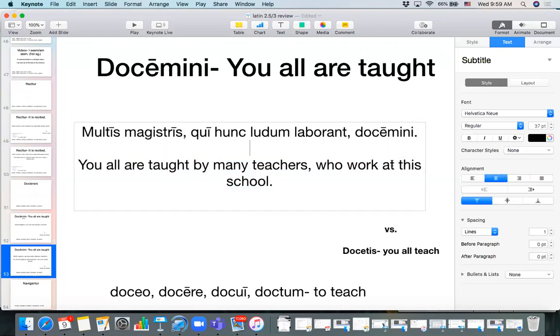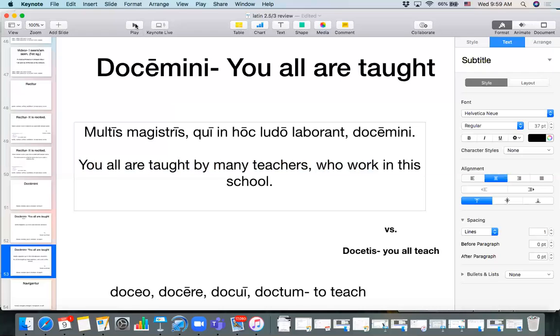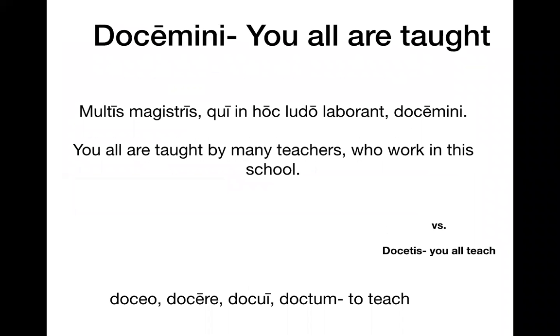And it's going to be in. And then let's put it here. There we go. Okay, so that's just a relative clause. So even though multis magistris I already said is an ablative of agent, these teachers are the antecedent of qui, the relative pronoun. So within the relative clause, qui is actually what case? Anyone? Don't overthink it. It's just good old... Anyone?